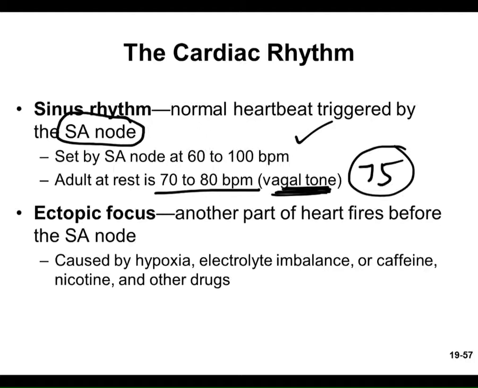Now it is possible that other portions of your heart are firing inappropriately. What does the word ectopic mean to you? An ectopic pregnancy, where the embryo is out of place, right? It's out of its normal place, where it should be. Remember I told you that the SA node, you can't see it under the microscope. You can't look at it. There's no neon lights coming off from it.